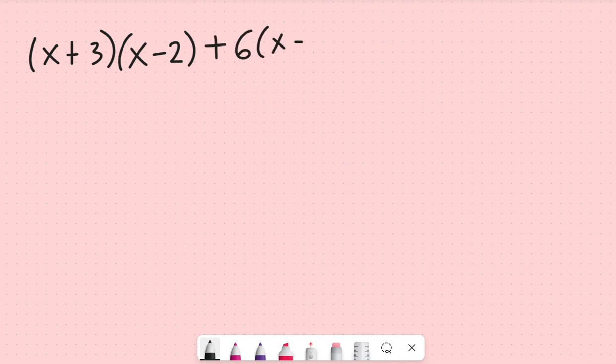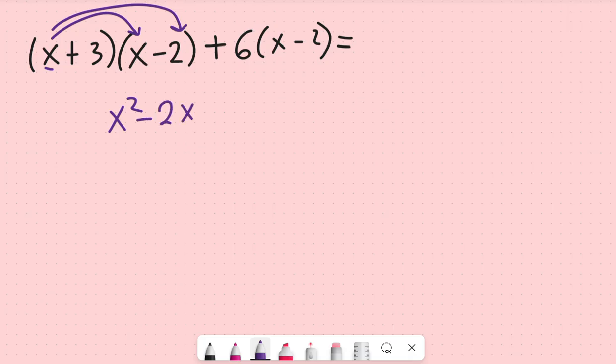So what happens if we have x plus 3 multiplied by x minus 2, but then we have plus 6 multiplied by x minus 2. All right, now we apply everything we learned today and the day before that in the previous video. So x multiplied by x will be x squared. X multiplied by minus 2 will be minus 2x. 3 times x will be 3x. 3 times negative 2 will be negative 6.